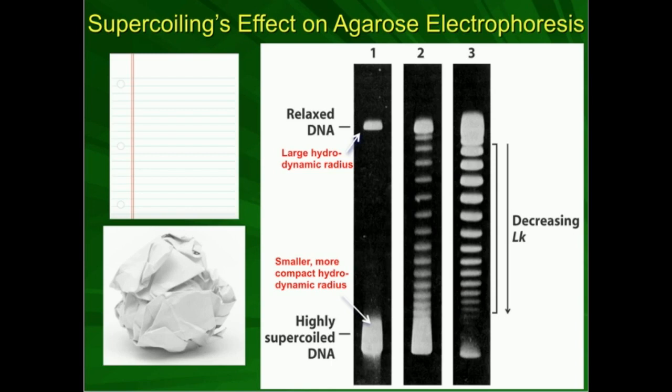So what we're going to assume here in this first column is that the well is up here on the top. It seems that this band right here, which is relaxed DNA, did not migrate very far, but this other one down here that's highly supercoiled migrated much, much further. So why is it that relaxed DNA doesn't go very far, but highly supercoiled DNA goes much further?